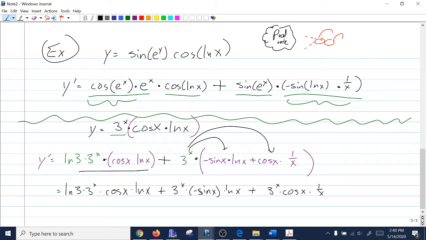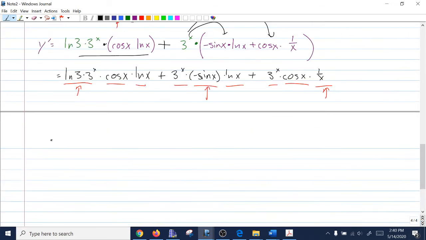When I have it all distributed, I look at it and I see, hey, this is 3 things added up. This times this times this, plus this times this times this, plus this times this times this. And if I look at what those things are, I have the derivative of 3 to the x went here, derivative of cosine x went here, derivative of ln x went here. The thing is, it's following the same pattern, like, there's a way of viewing this as an easy extension.